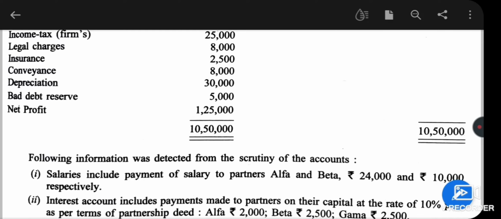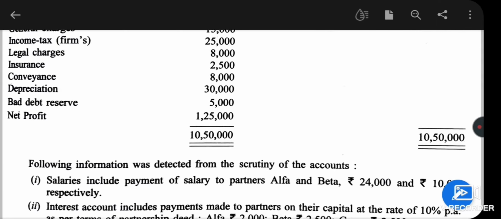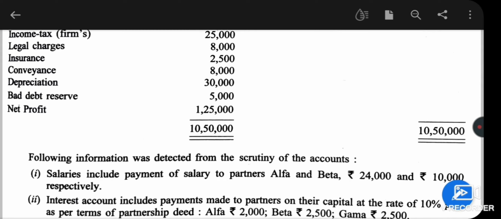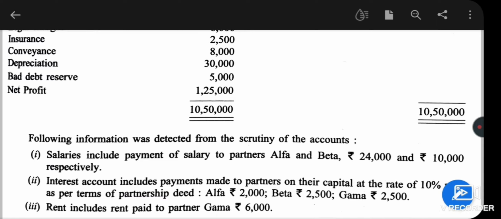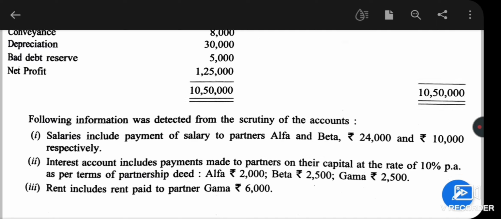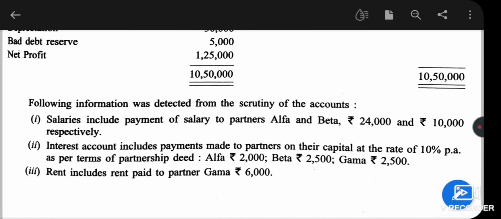The first point says that salaries include payment of salary to partners Alpha and Beta. So in the salaries, the 24,000 and 10,000 we have to take out, because they are personal income to your partners and they are not in relation to the calculation of income of the business. This is for the income of the partners. Therefore, that particular amount of rupees 24,000 and 10,000 should be added back. It's not exactly an expense or an inflow for the firm, but it's for the partners specifically, personally.